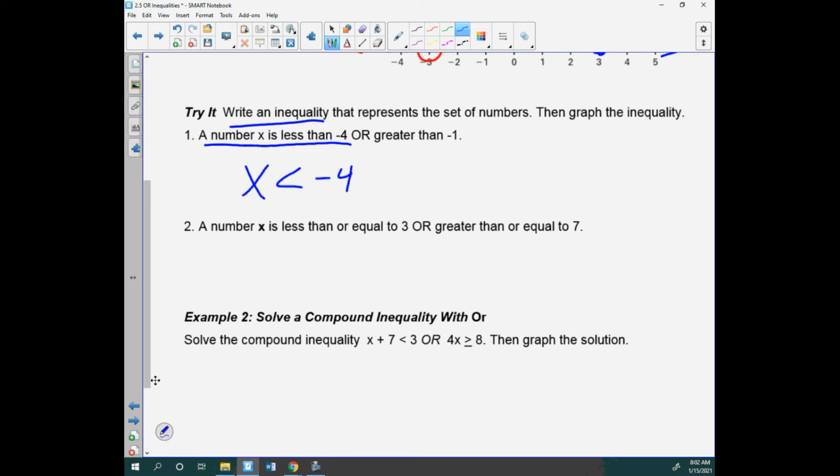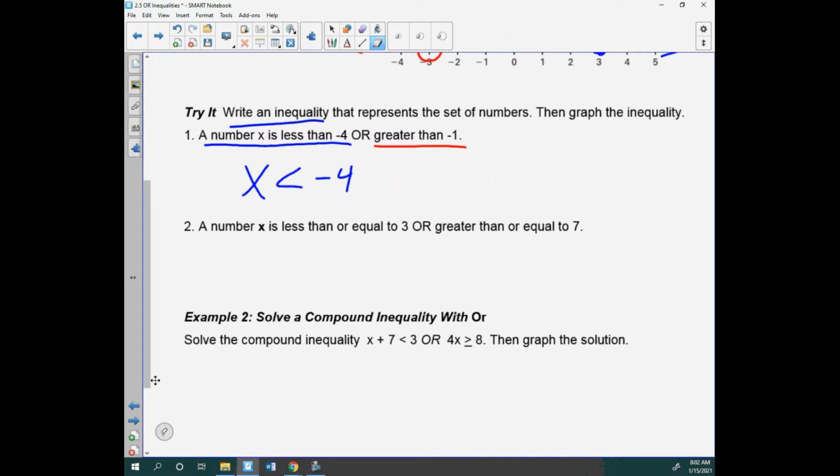That's exactly right. I'm going to do the next one in red. It says, or greater than negative 1. Do you see x is greater than negative 1? I don't. A lot of times people might make a mistake and do this. Well, you got the right idea, but it's not the right format.